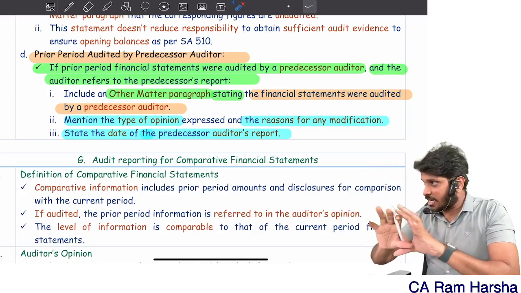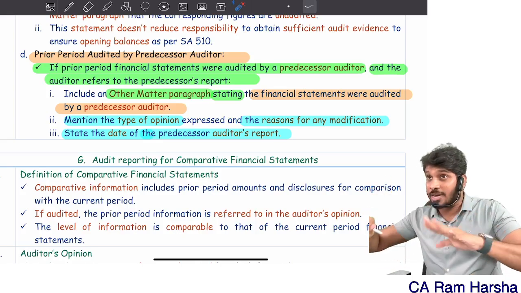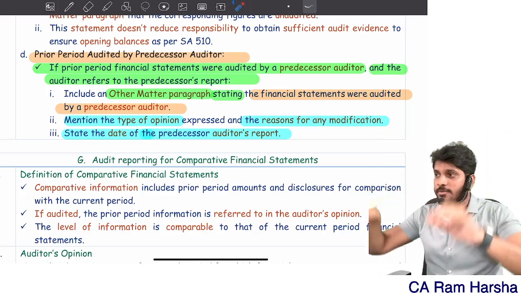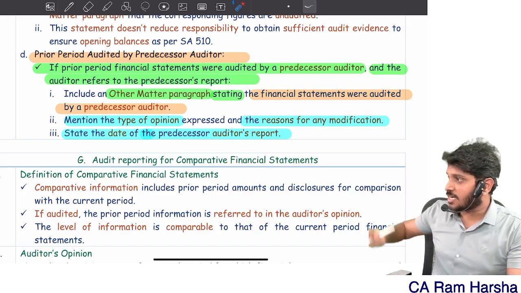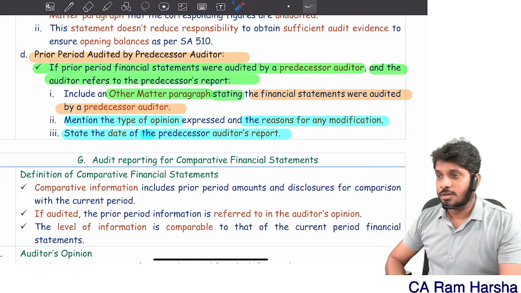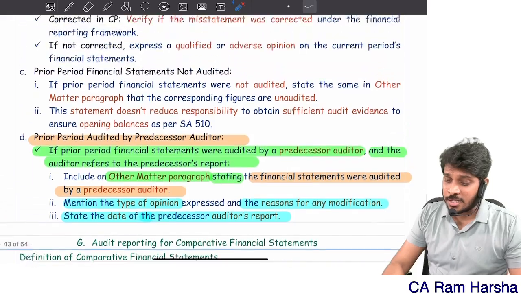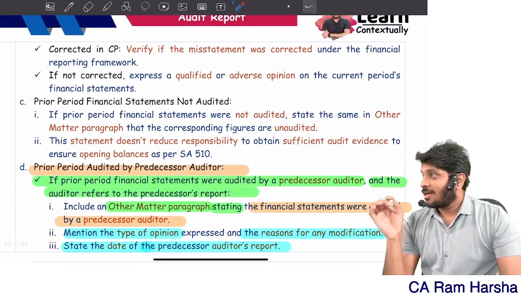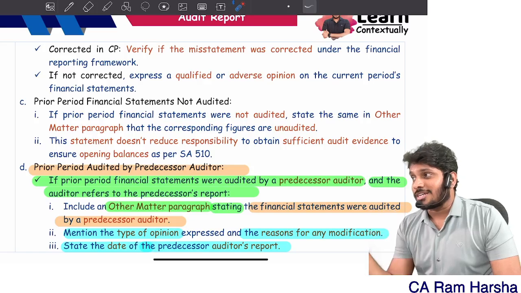The current associates, while drafting the audit report, has to consider the above disclosure requirements. Over. 5 out of 5. Able to understand? 3 marks for the 3 points. Analysis and conclusion, 2 marks. Confident? That's it.